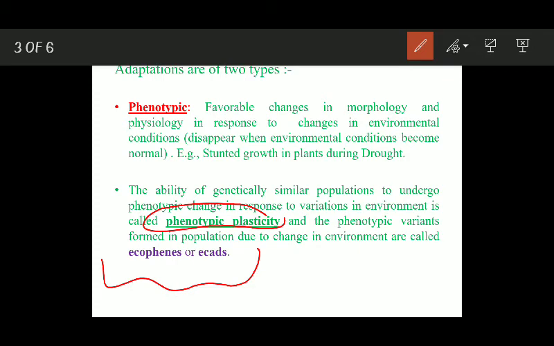Phenotypic plasticity can be defined as the ability of genetically similar organisms to undergo changes in their morphology and physiology due to change in environmental conditions, and the organisms that have changed their morphology and physiology due to change in environmental conditions are named as ecophenes or ECADs.